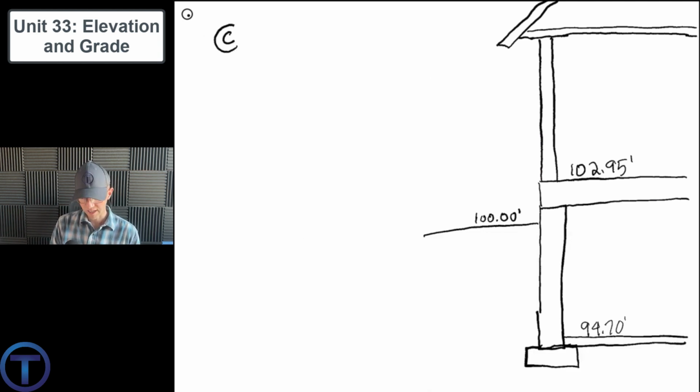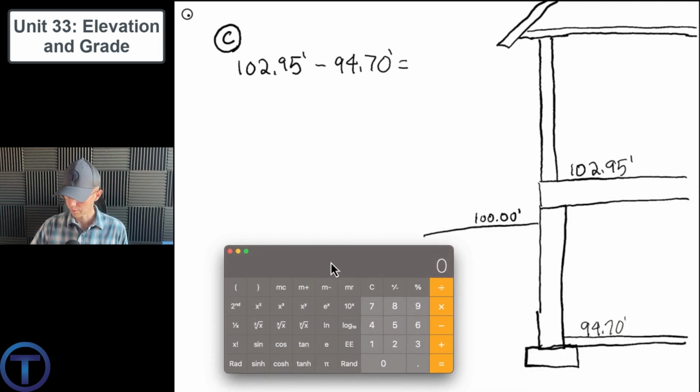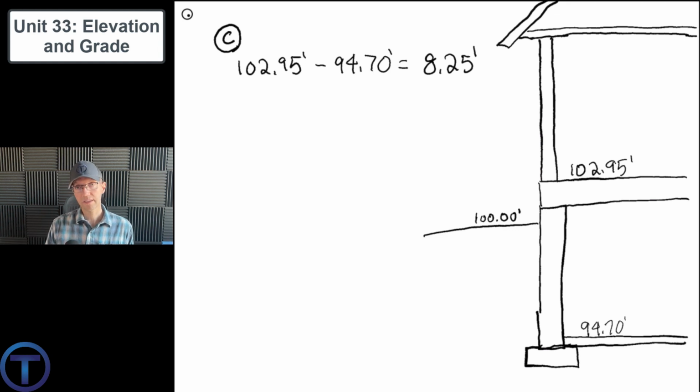All right, for part C, it asks us how far is the first floor from the basement floor. In this one, we're not even going to use our reference benchmark 100. We're just looking at the difference between these two. So if I take 102.95 decimal feet and subtract 94.70 decimal feet, that's going to be the difference between these two, right? Let's give that a try here. We've got 102.95, and we're going to subtract 94.7. That gives us 8.25 feet.